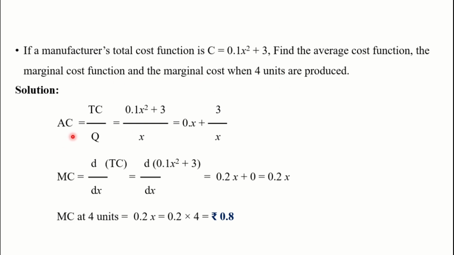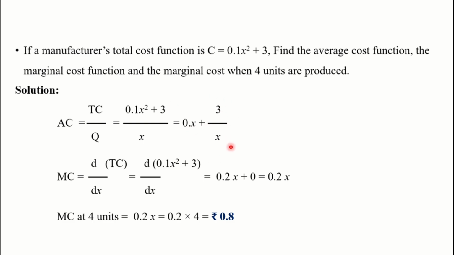First of all, what is the average cost? Average cost is the total cost upon quantity produced. Total cost is given, that is 0.1x² + 3, and quantity produced is x. Then we will get the average cost as 0.1x + 3/x. This is our average cost.